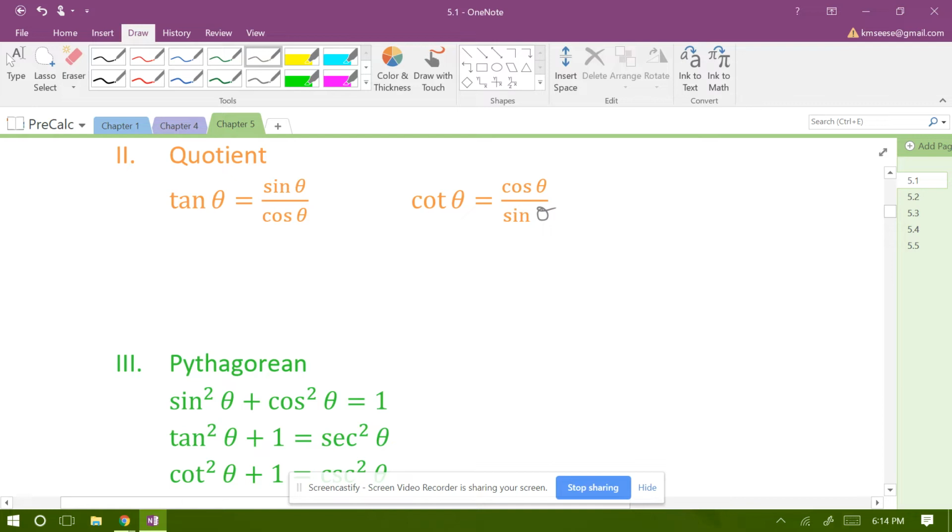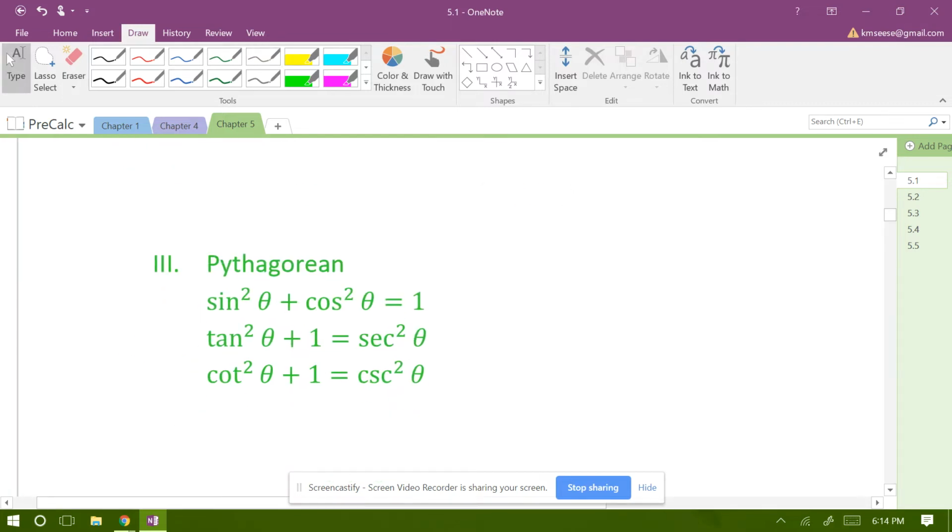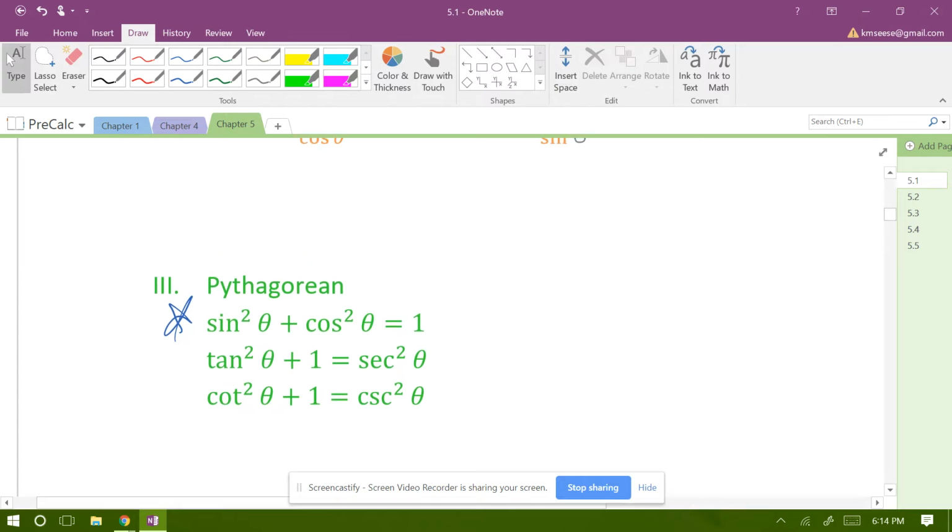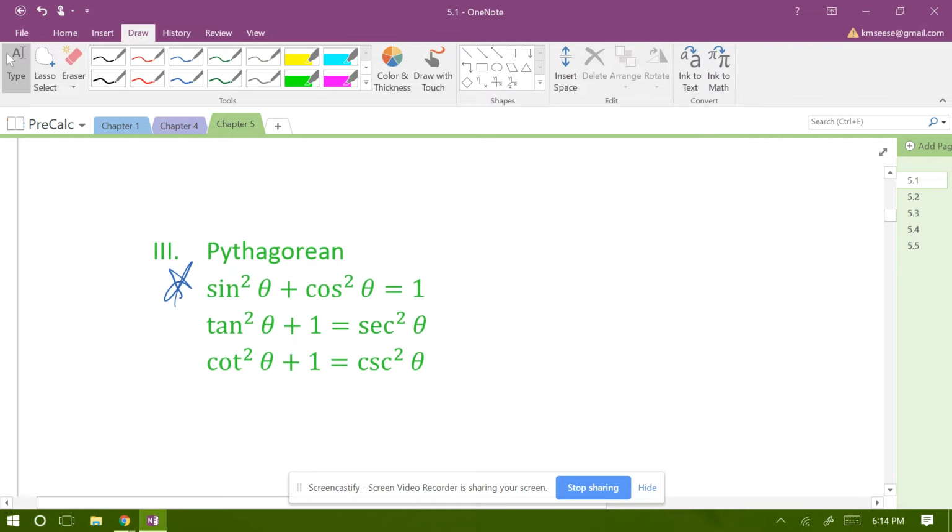All right, and also Pythagorean identities. So knowing your Pythagorean identities: sine squared of theta plus cosine squared of theta equals 1. I would star this, highlight it, whatever you need to do, because we will use this identity in particular a lot. The other two are that tangent squared of theta plus 1 equals secant squared of theta, and cotangent squared of theta plus 1 equals cosecant squared of theta.